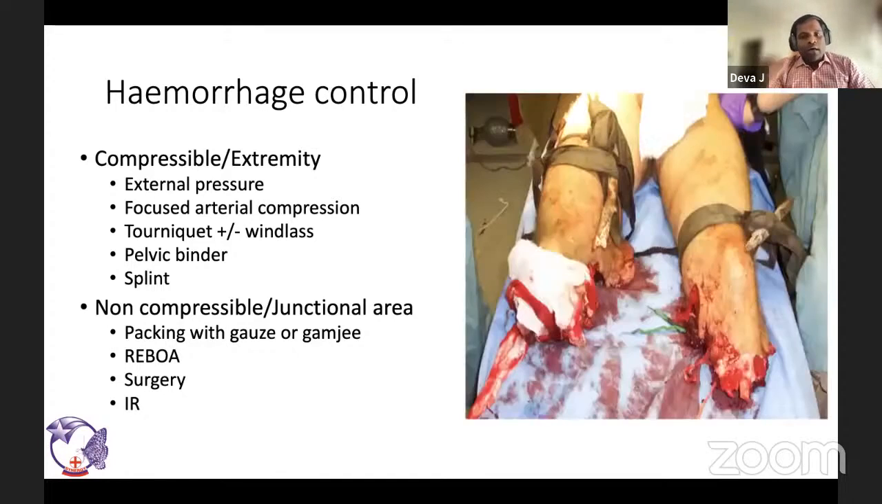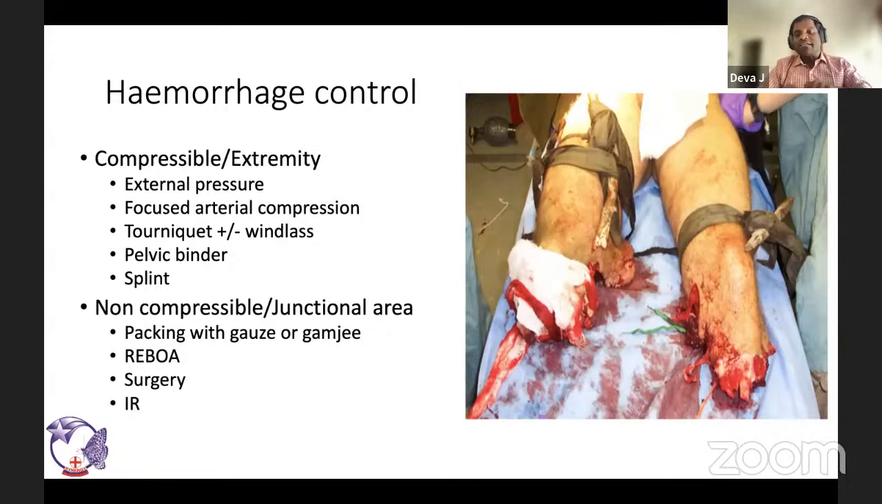The third one, especially useful if there is traumatic amputation or near amputation of extremities, is the tourniquet or the windlass tourniquet. The tourniquet can be custom made like you see in this picture, or windlass, which I will show you in a minute. So, tourniquet, basically this is just clothing material with a piece of wood, that's all, a stick.